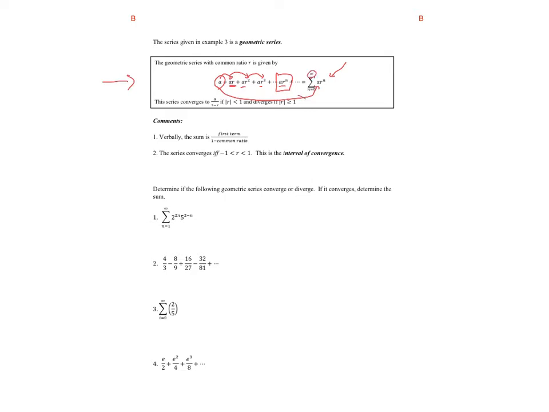This little box over here looks like it got chopped off in my PDF conversion. The series converges to the sum of a over 1 minus r, which we saw in packet A that I used, only if the absolute value of r is less than 1.